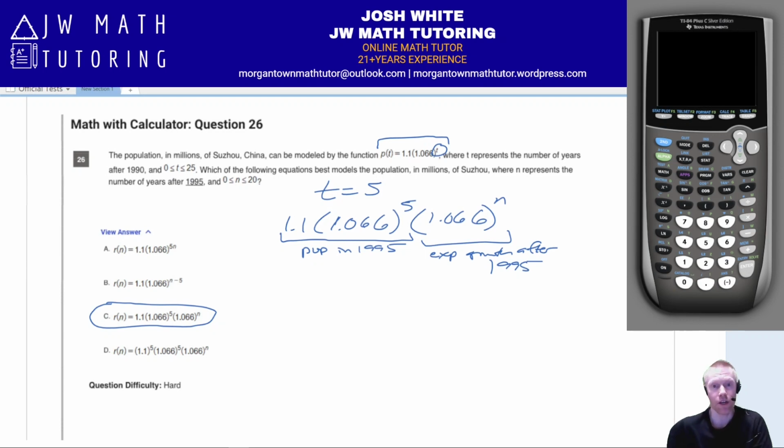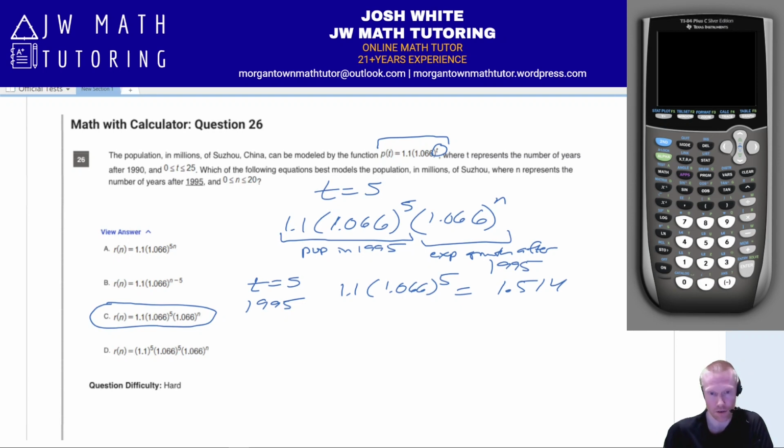Now, here's how you could do this using the strategy of picking numbers. So let's say that I let t equal 5. So in other words, I wanted to find the exact population in 1995. So what I would do first is I would plug that into the original expression, so 1.1 times 1.066 to the fifth. I go ahead, I work that out, it comes out to 1.514. Again, these are in millions, but I'm just going to use the actual numbers.